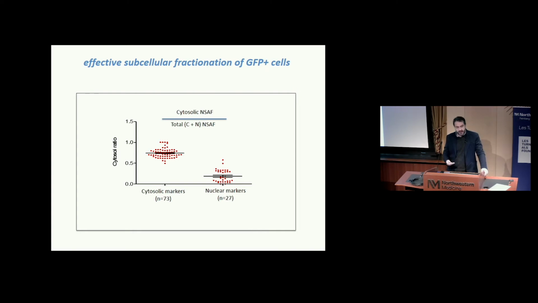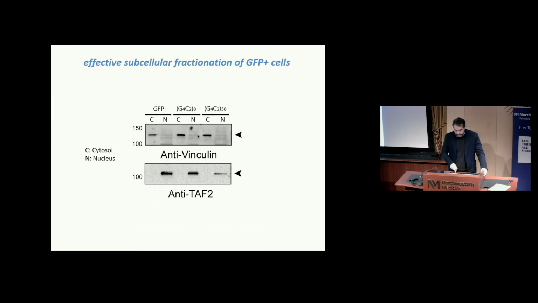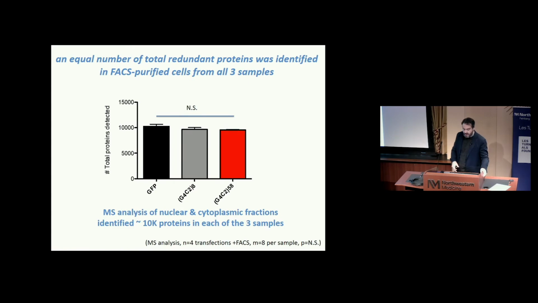Now, to validate our approach, we initially focused on known cytosolic markers or known nuclear markers. And if you look at the cytosolic ratio of cytosolic markers, it's close to 1, whereas the cytosolic ratio of nuclear markers is lower than 0.5, and in some cases very, very low. And this is just a visual representation of one of those markers. These are 3 samples, control and C9 repeats, cytosolic and nuclear fraction. And you can see that the cytosolic marker is always in the cytosolic fraction, and the nuclear marker is always in the nuclear fraction.